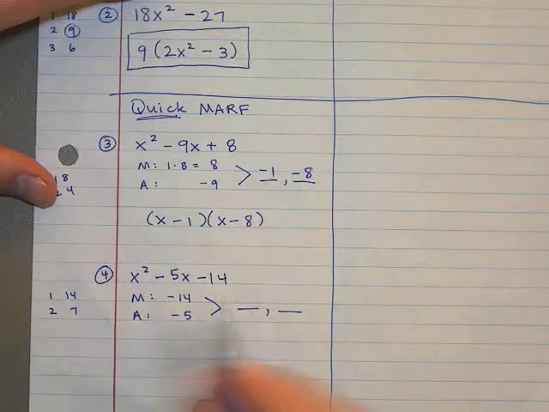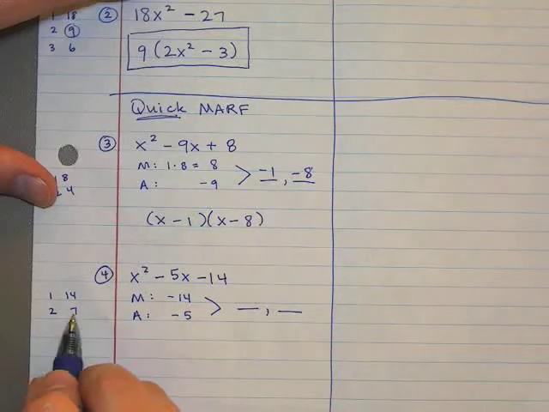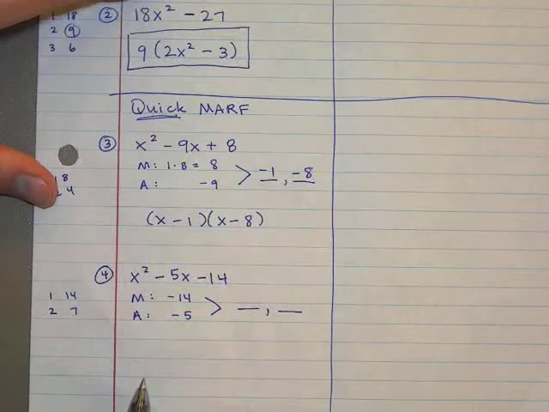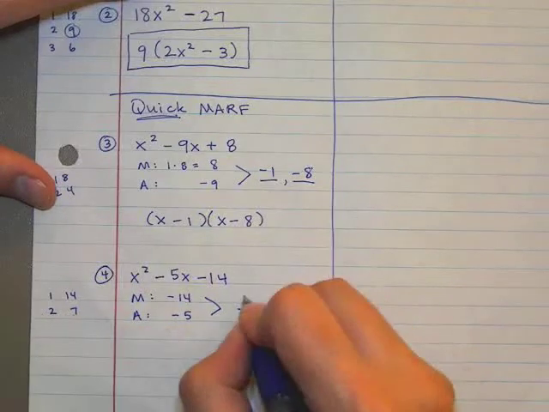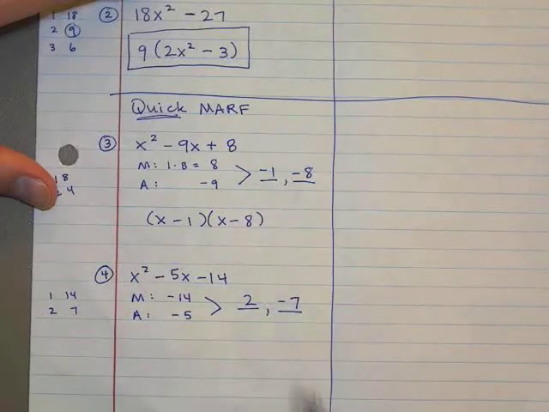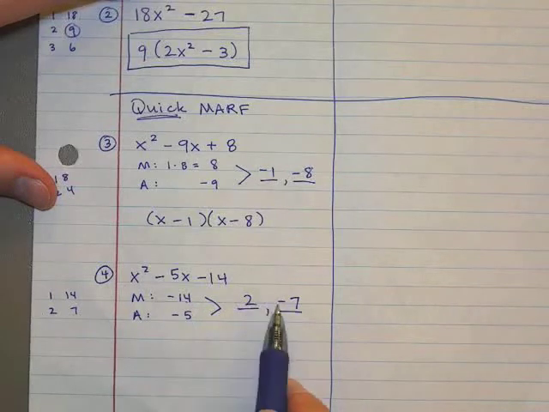Okay, so then we just have to play with it. -2 times 7 is -14, but -2 plus 7 is +5, so that doesn't work. So the negative must need to go on the 7. 2 and -7. And always double check your work. 2 times -7 is -14. 2 plus -7 is -5.